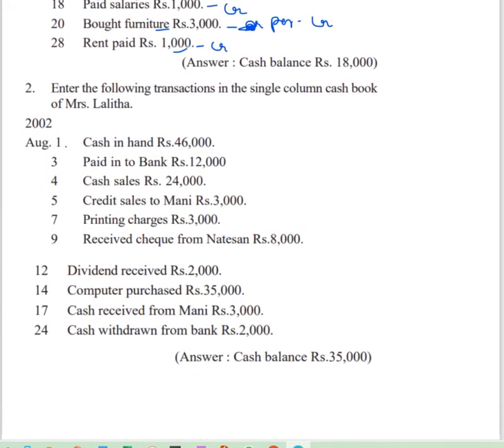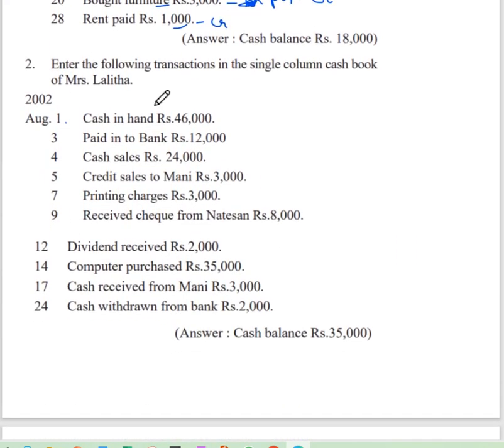Now there is a twist in these two below problems. You need to understand this. If you understand this, you will definitely score 5 out of 5 in your examination. Okay. Enter the following transaction in the single column cash book of Mrs. Lalita, 2002 August. First, cash in hand. So obviously this is to balance brought down, debit side.